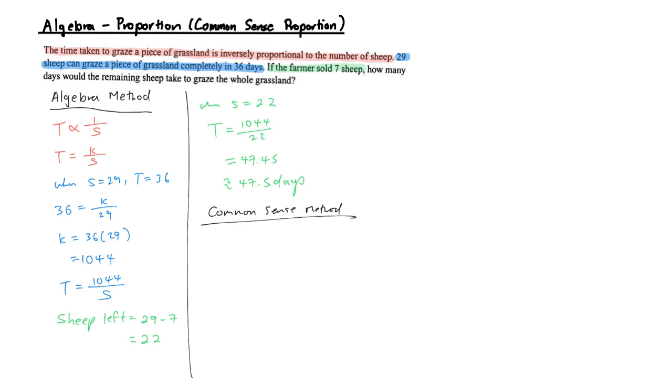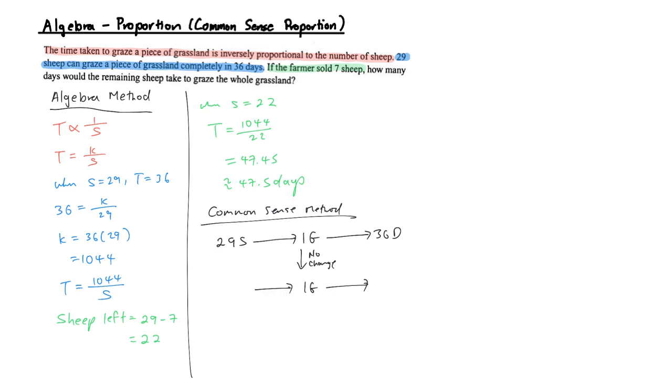Okay, so again, I read the question. The time taken to graze a piece of grassland is inversely proportional to the number of sheep. In this case, it's not so important here because we start from the second sentence. 29 sheep can graze a piece of grassland completely in 36 days. So 29 sheep, one grassland, 36 days. Now the number of sheep changes to 22, but it's still one grassland. So this one grassland, no change.